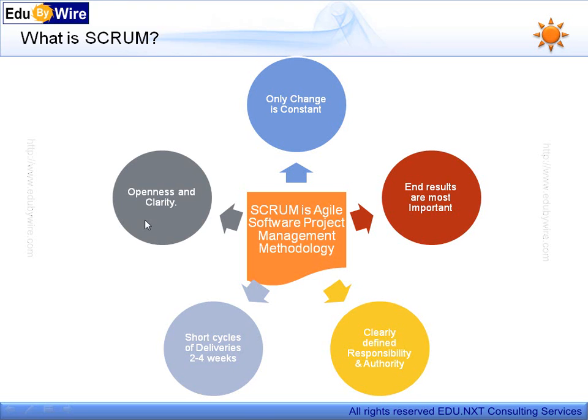Scrum is about openness and clarity. In Scrum, all team members and stakeholders should be aware of what is happening at any time. All objectives are clearly stated and commitments are met.